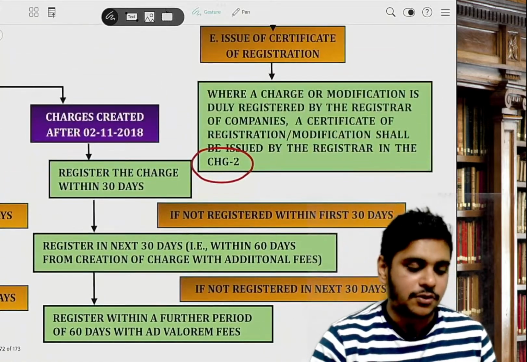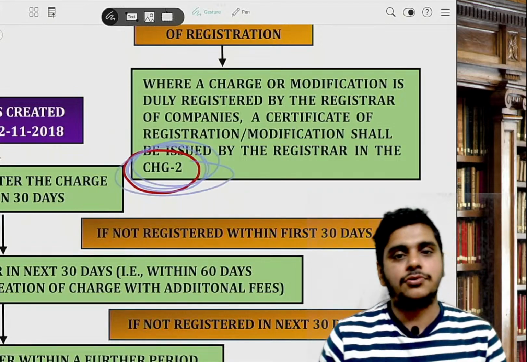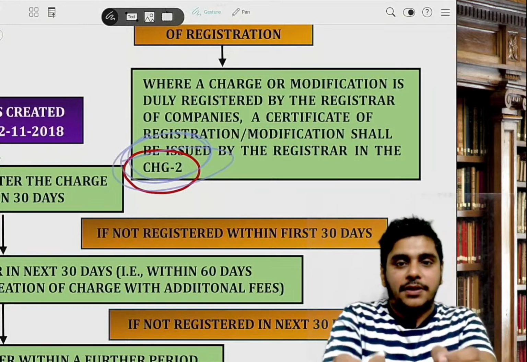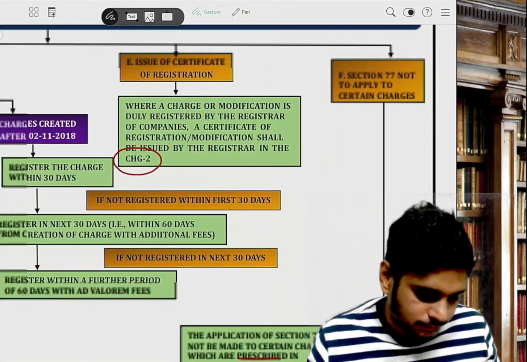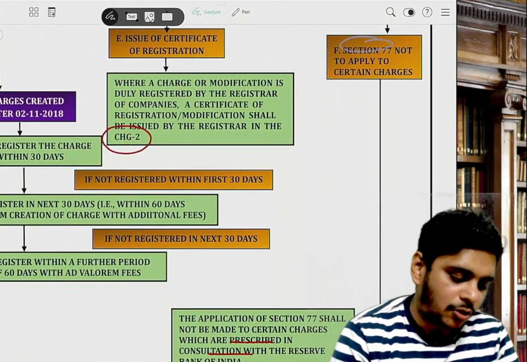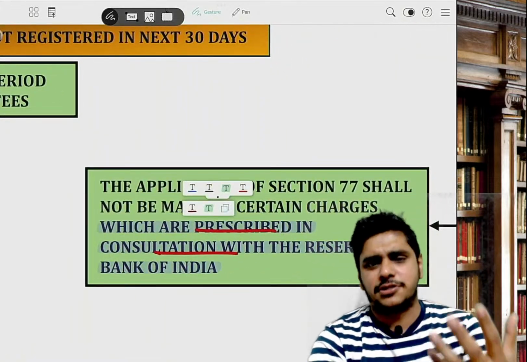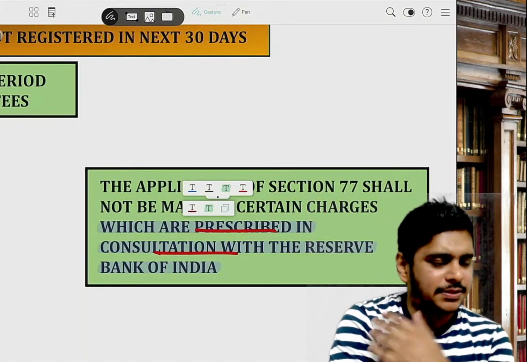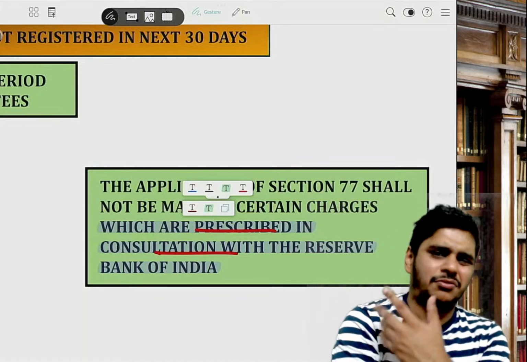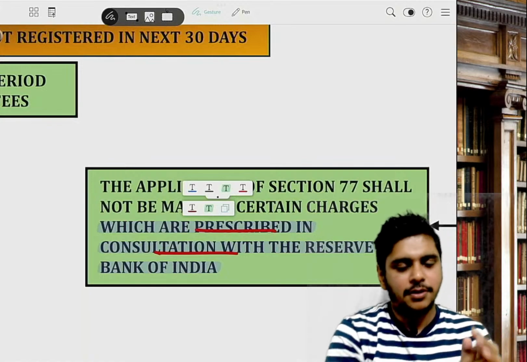Okay. Now, when you have applied, ROC will give you a certificate in form number CHG2. You apply in 1, certificate comes in 2. Then, there's a point in the main book we have done. Section 77 shall not apply to certain charges which are prescribed in consultation with RBI. So, RBI will say, okay, like agricultural land, it should not be registered, it is exempted. Or maybe like some public property, public garden, ground, cricket ground. If you have taken a loan, the charge should not be registered. The RBI will exempt it.